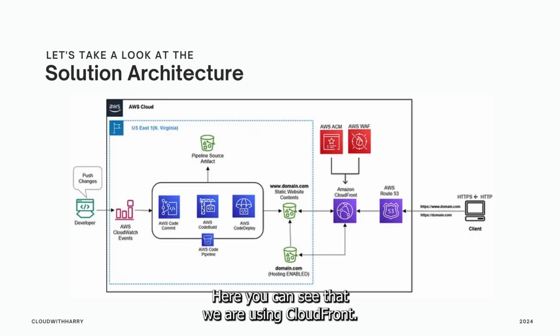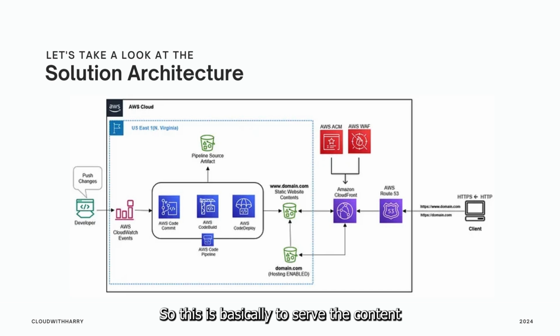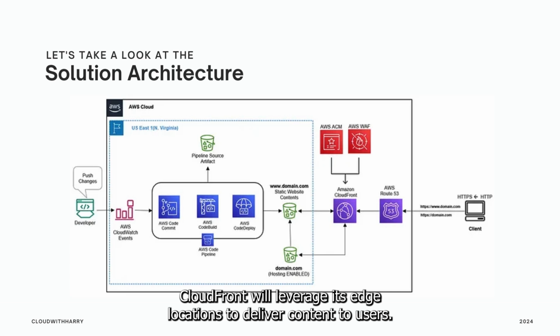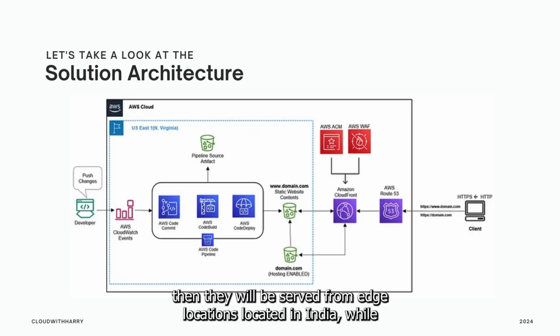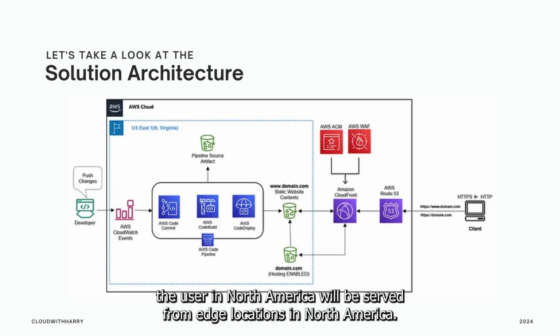Here you can see that we are using CloudFront. So this is basically to serve the content globally to the users. CloudFront will leverage its edge locations to deliver content to users based on user proximity. So, for example, if users are in India, then they will be served from edge locations located in India, while the user in North America will be served from edge locations in North America.